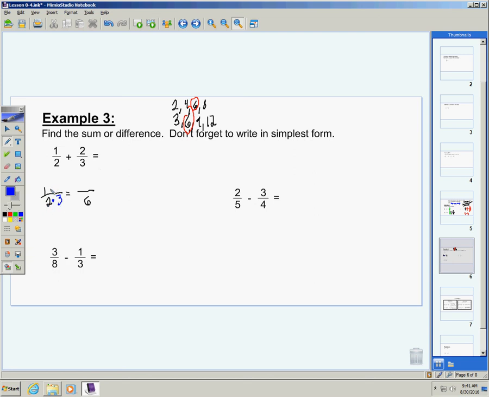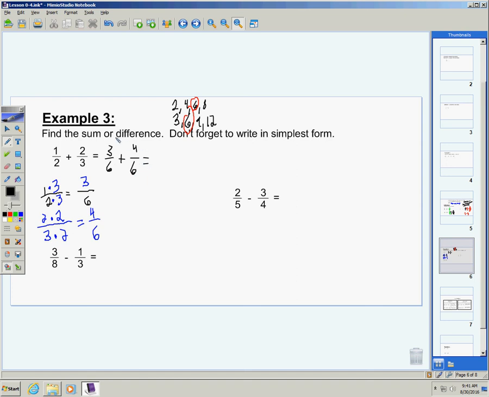And then to convert 2/3 to have 6 as the denominator, I have to multiply 3 times 2 to get 6. If you multiply the denominator by 2, you have to multiply the numerator by 2, so you get 4 sixths. Now I have a common denominator, so I can do 1/2, which is really 3 sixths, plus 2/3, which is really 4 sixths, which will give me 3 plus 4 is 7. Remember, when you add and subtract, the denominator doesn't change.